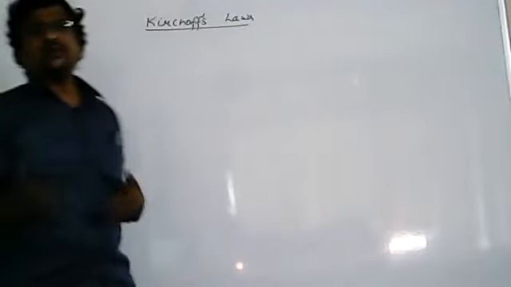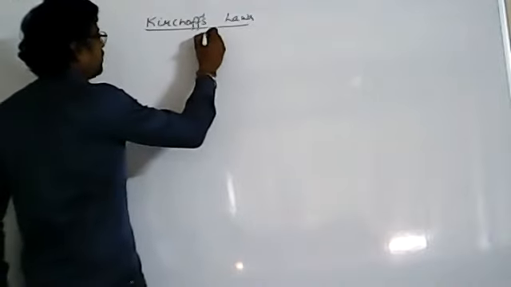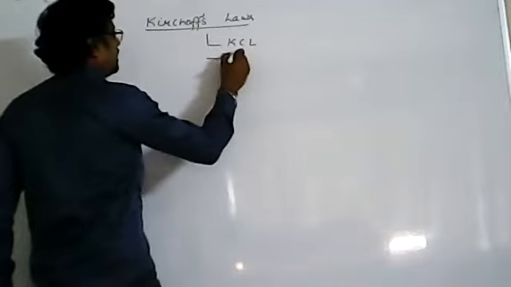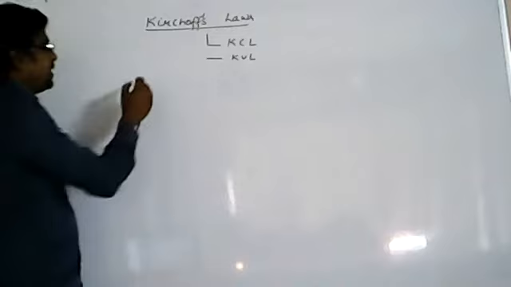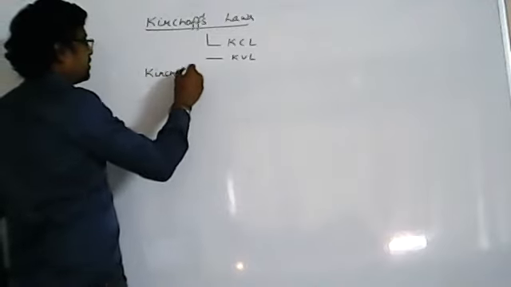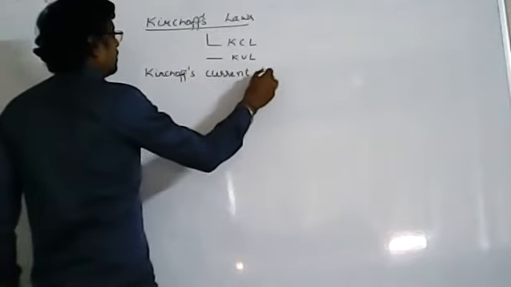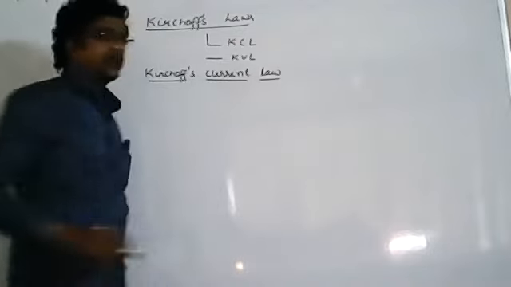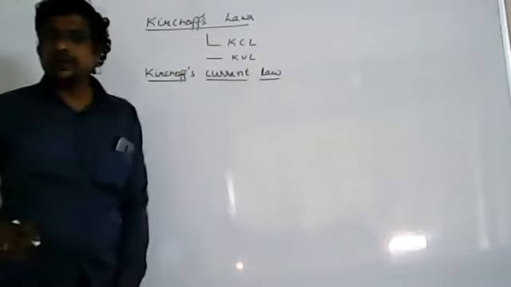After Kirchhoff's laws, many theorems are there. Basically in Kirchhoff's laws, there are two types of laws. One is KCL, the other is KVL. KCL is nothing but Kirchhoff's current law.